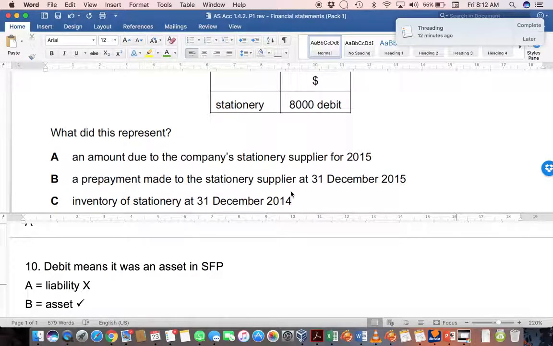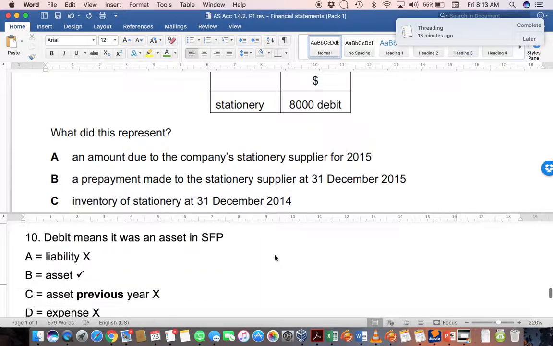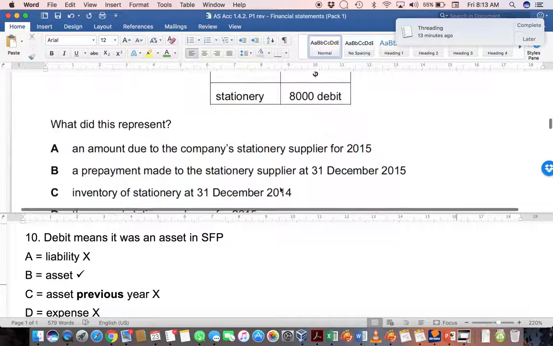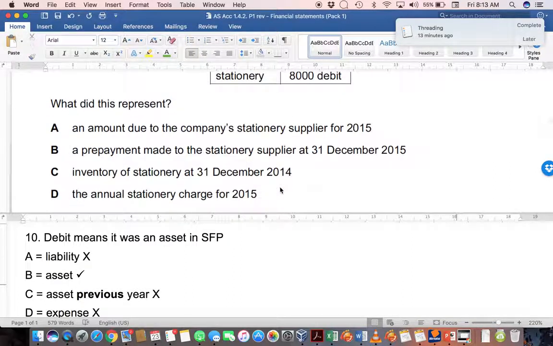Inventory of stationery at the 31st of December 2014. Well, if this said 2015, then I would have said yes, B and C would both have been options. However, because this is 2014, that's the beginning of the financial year, and it is not suitable for what I am looking for here. So C is therefore not an option because of the date. Always be careful to check your dates.